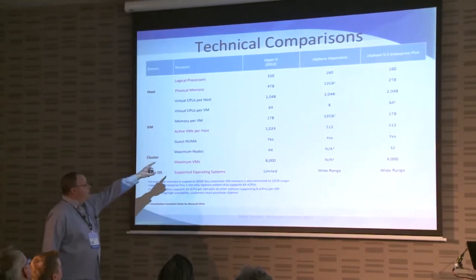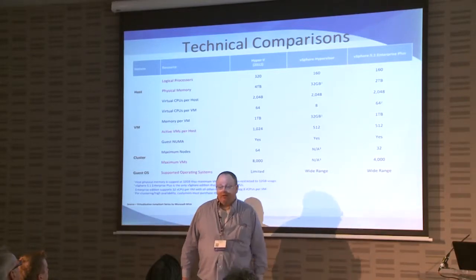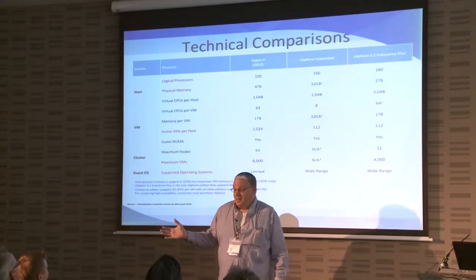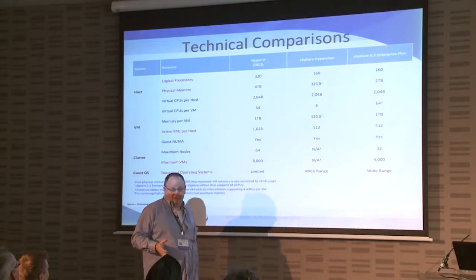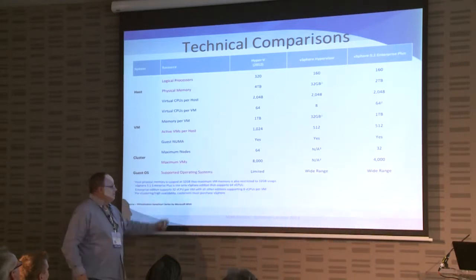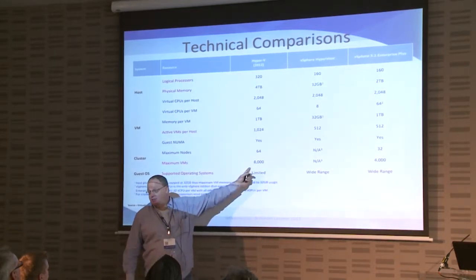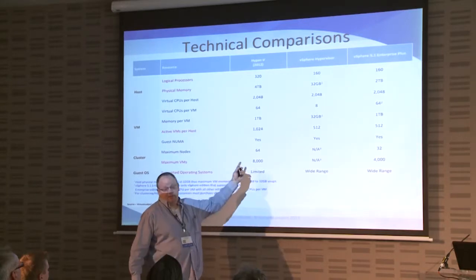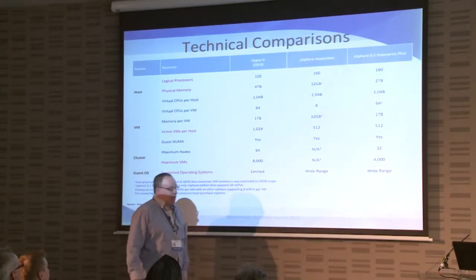Some of the others, active VMs per host, 1,024 compared to 512. Okay, now, anybody here ever going to have 1,024 active VMs per host? I really feel bad for you if you do. That's ridiculous, okay? The other one is maximum VMs in a cluster. You have that many VMs in a cluster, you're screwing yourself right out of a job because that is just crazy. That's just a crazy number. This is more reasonable, but even that is high. I wouldn't do it.